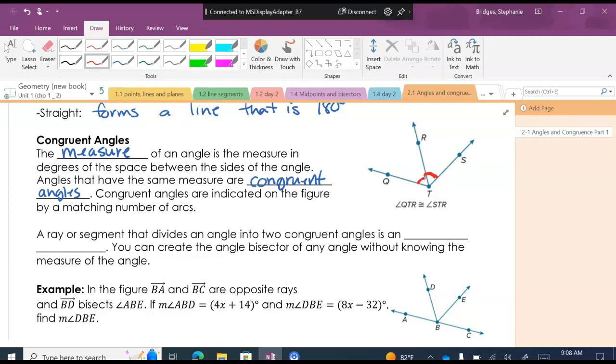Next, it says a ray or segment that divides an angle into two congruent angles is called, do you remember we had a segment bisector? Talking about a protractor or a compass? Yeah, no, we're not going to use those. A ray or segment that cuts an angle into two congruent angles is called an angle bisector, just like a segment bisector, except it cuts an angle in half instead of a segment. Super good.